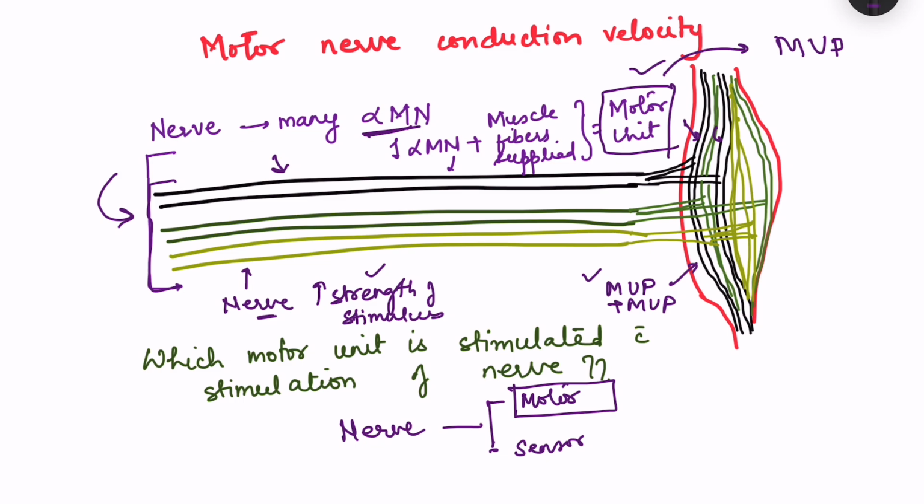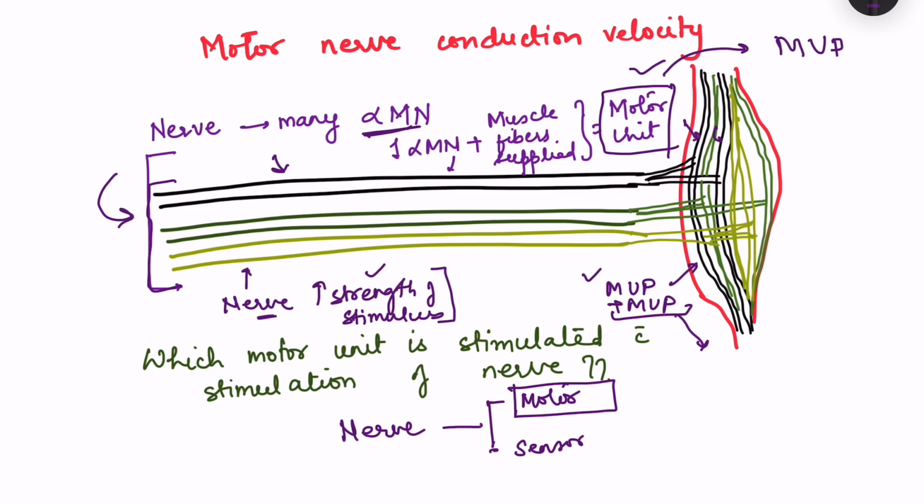When we are recording, the voltages from one motor unit add up to the voltages of other motor units. This is not a violation of the all or none law, it is just recording. Whatever voltages are recorded, they add up. At a particular point, what will happen as we increase the strength of the stimulus? Now this MUP will reach a maximum.